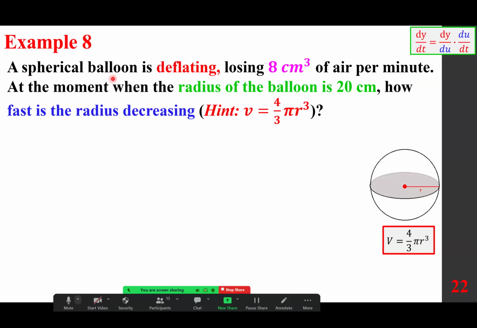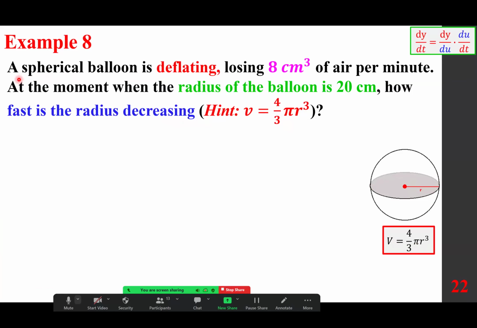Example 8. A spherical balloon is deflating, losing 8 cubic centimeters of air per minute at the moment when the radius of the balloon is 20 centimeters. How fast is the radius decreasing? We should know this already. We've discussed that in the previous session. The volume is 4/3 pi r cubed for a spherical shape.